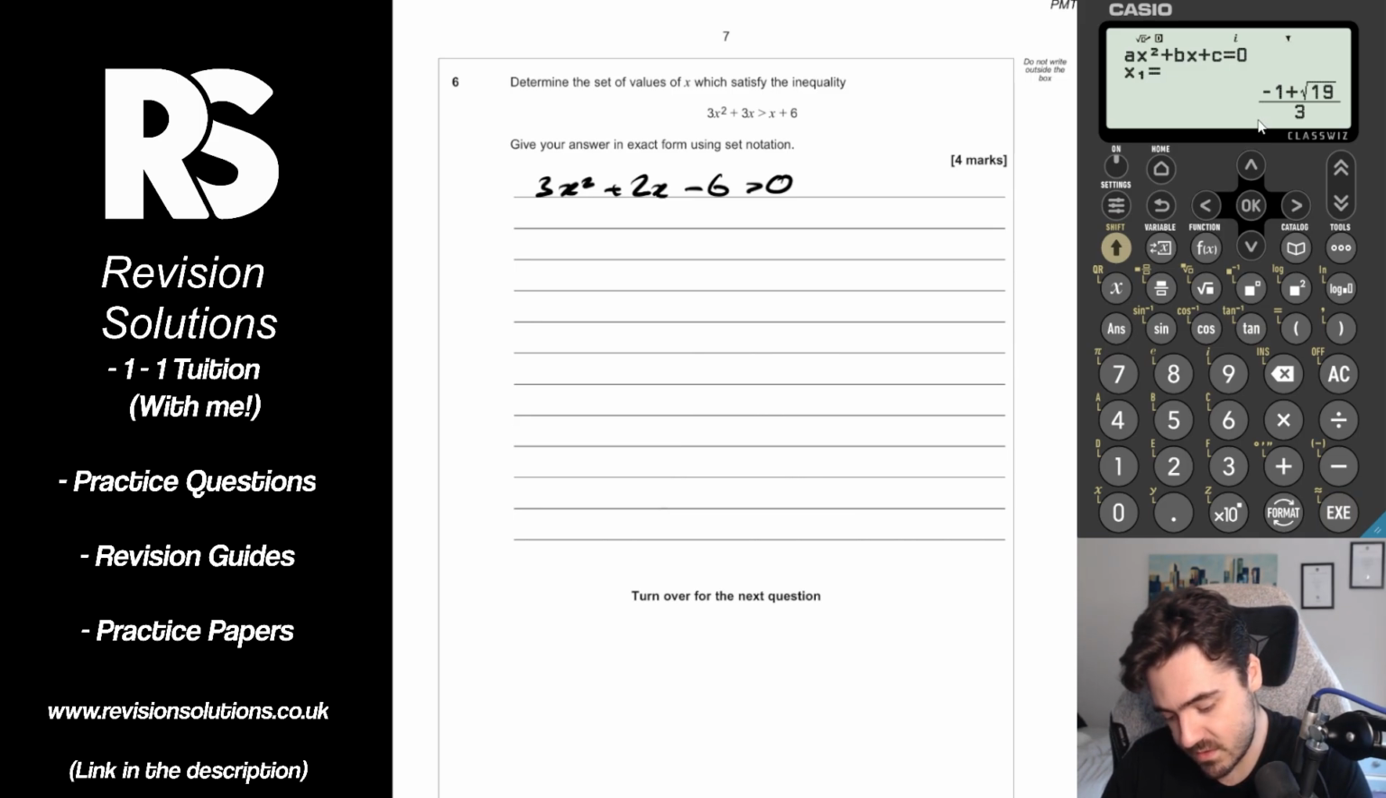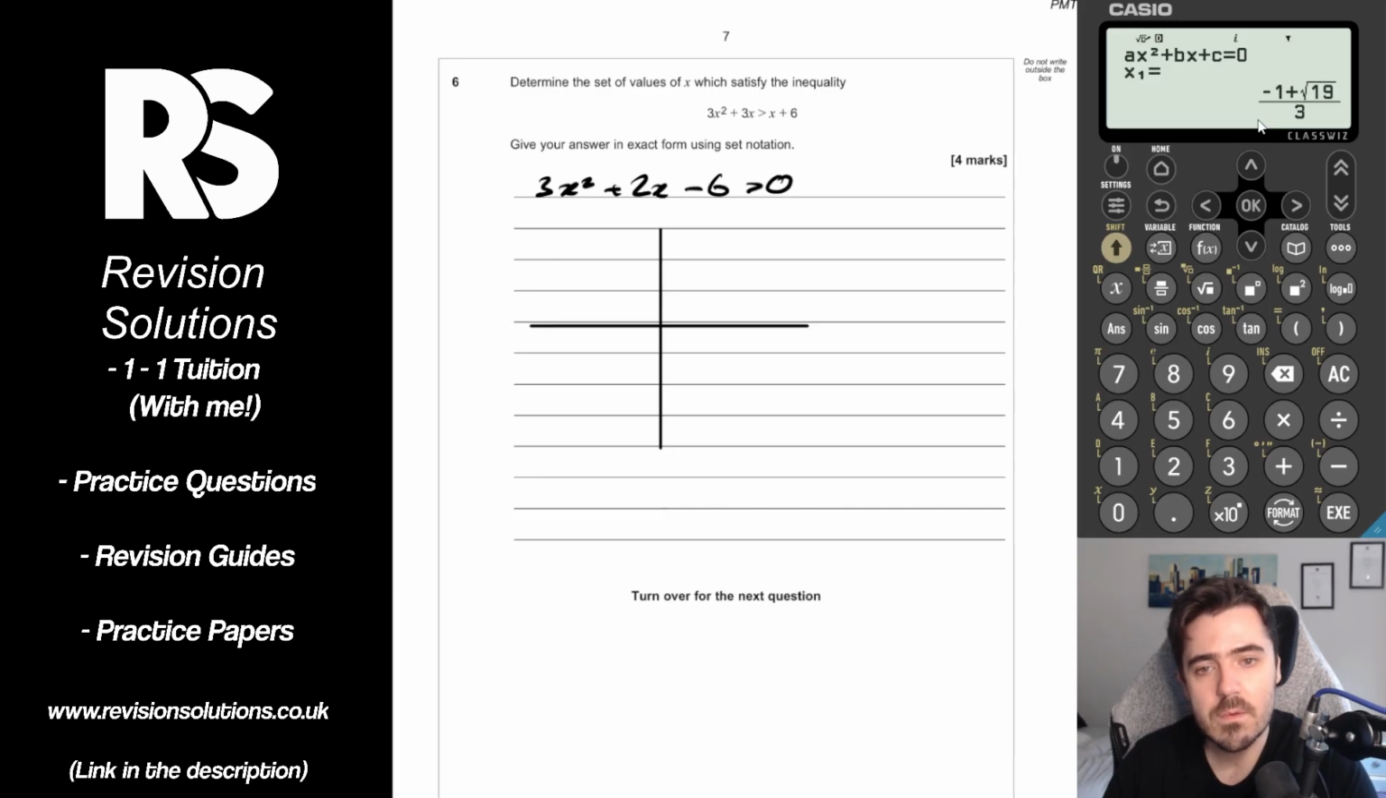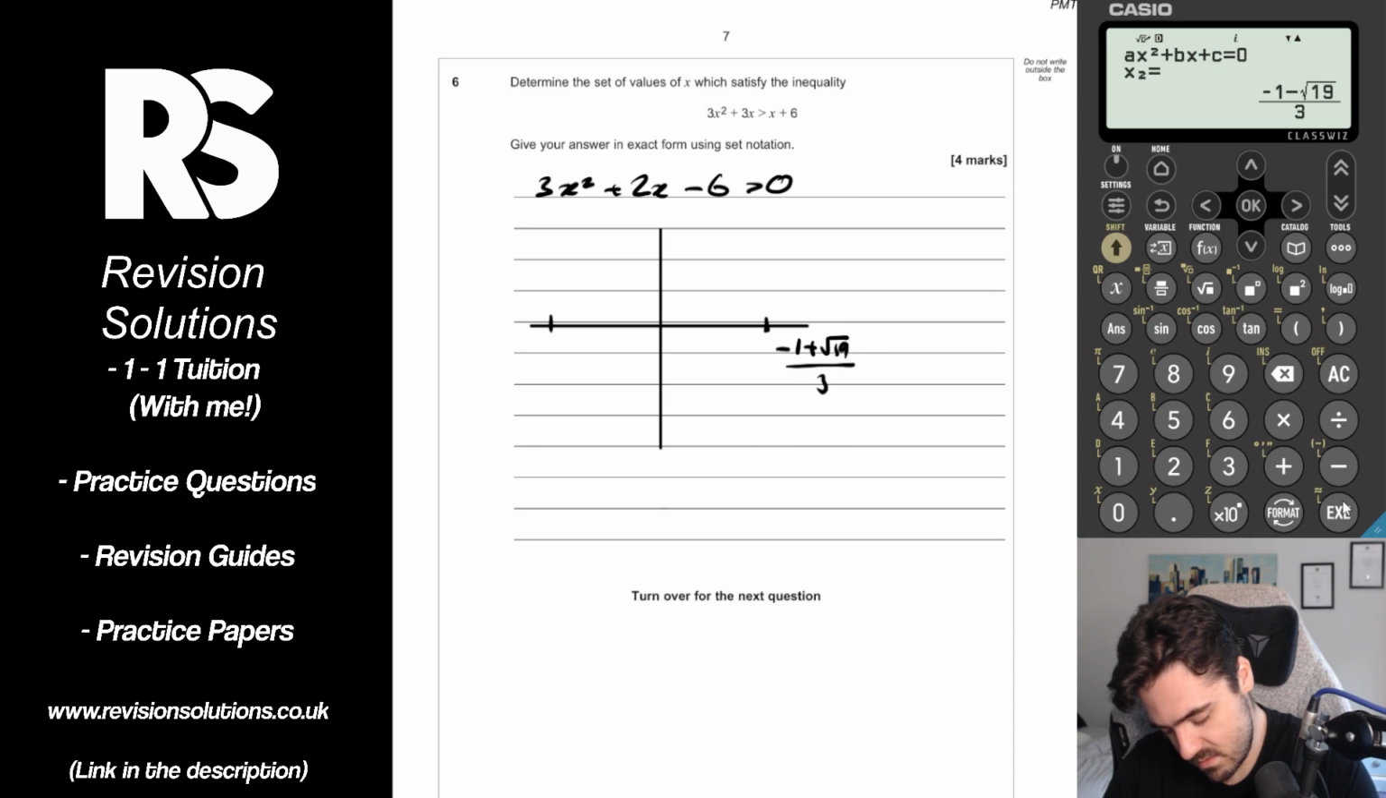Whenever I solve an inequality, I'll plot a graph if I don't already have one. So this is going to have roots at -1 plus root 19 over 3, so let's say that's over here. And then the second one is -1 minus root 19 over 3. That's over here. And then it's a positive quadratic, so it's going to come down like this. It should have gone through that root, sorry. Okay.